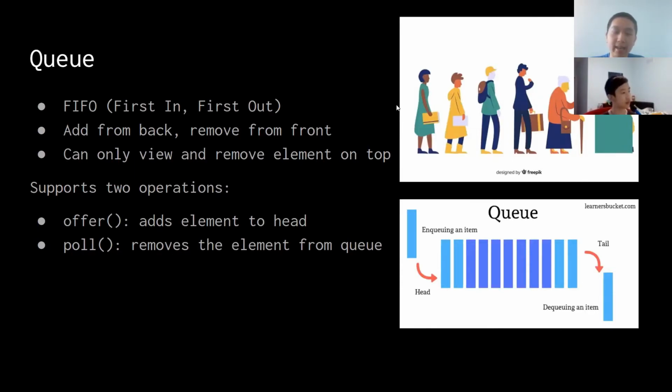You would add people at the back of the line and you will remove them from the front of the line. So that's an application of a queue. And you can only view and remove the element in the front of the line. And you have two operations for a queue. So you have offer, which adds the element, and you have poll, which removes an element from the queue. With offer, you can give any element into the queue, and poll just removes the first element from the queue.